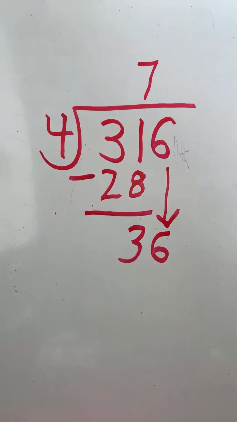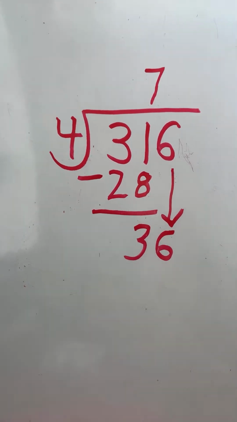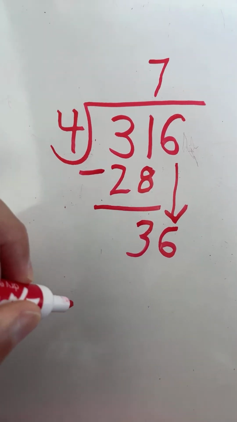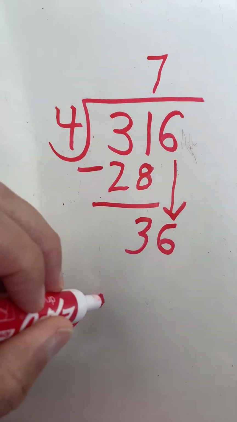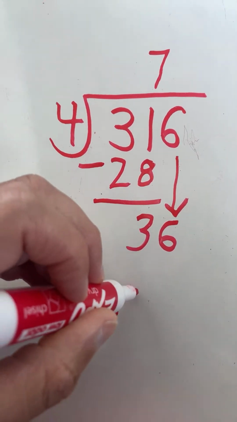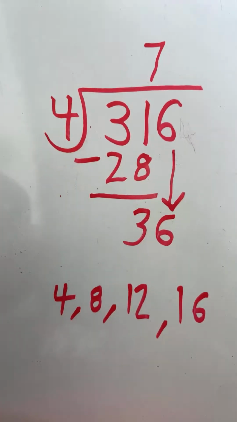Now, I already know how many groups of 4 go into 36, but for those that don't, I'm going to show you how to find out. So, again, we're going to skip count by 4s. 4, that's 1 group of 4. 8, 2 groups of 4. 12, 3 groups of 4. 16, 4 groups of 4.